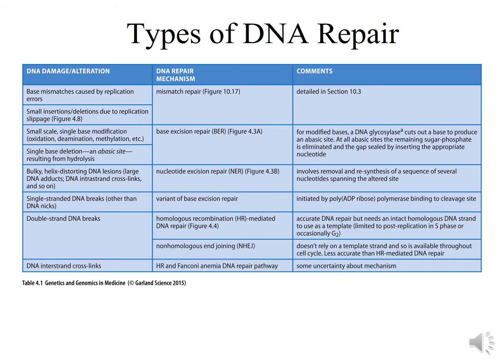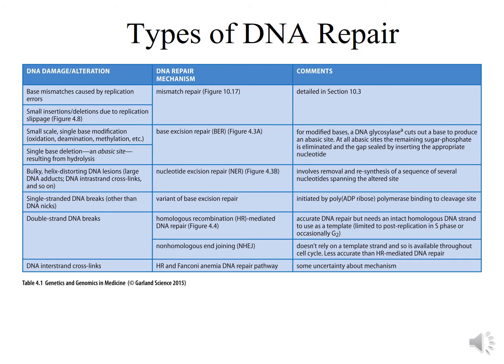So we can consider base pair mismatches that are caused by replication errors, and these are repaired by the mismatch repair system as detailed in section 10-3. We can also have DNA damage such as small insertions and deletions due to DNA replication slippage, and these are also repaired by the mismatch repair system.